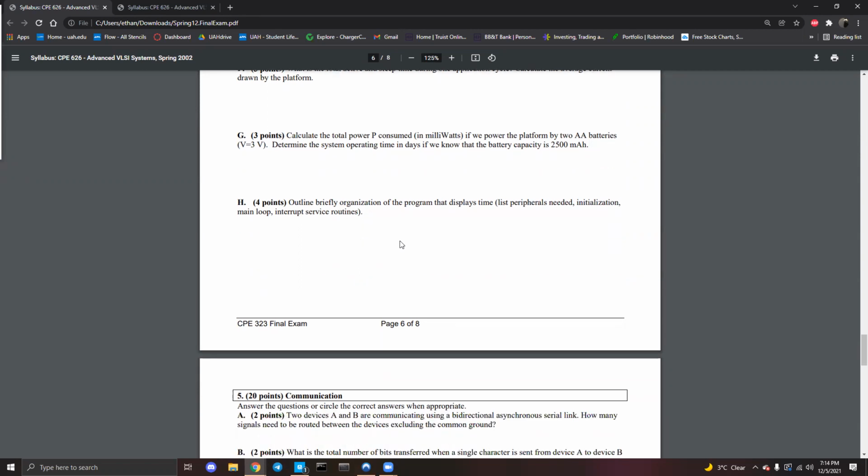All right. Outline briefly the organization of the program that displays time. List peripherals needed and initialization. The reason why this is a big oof is we were never explicitly told to use the LCD, so almost nobody knows that the LCD controller is a thing. But you're going to need that if you use the LCD as it requests. We have no choice. So you're going to need two things peripheral-wise: timer A and the LCD controller, right?